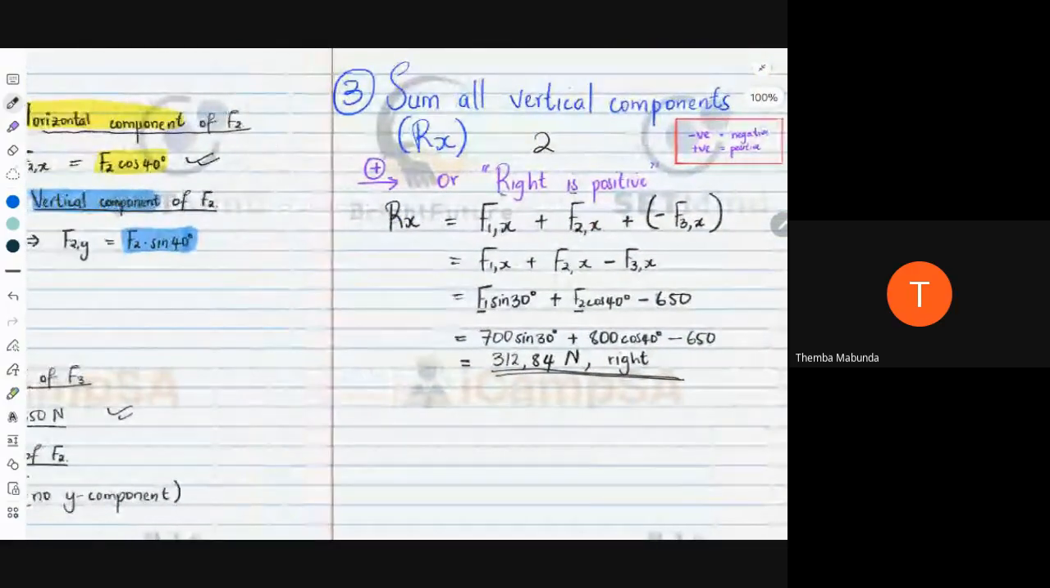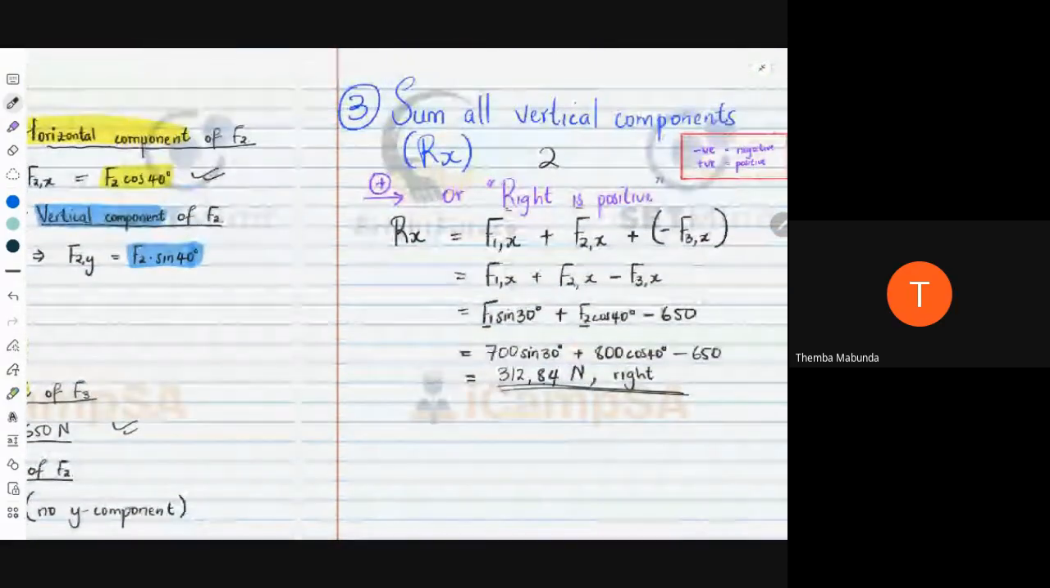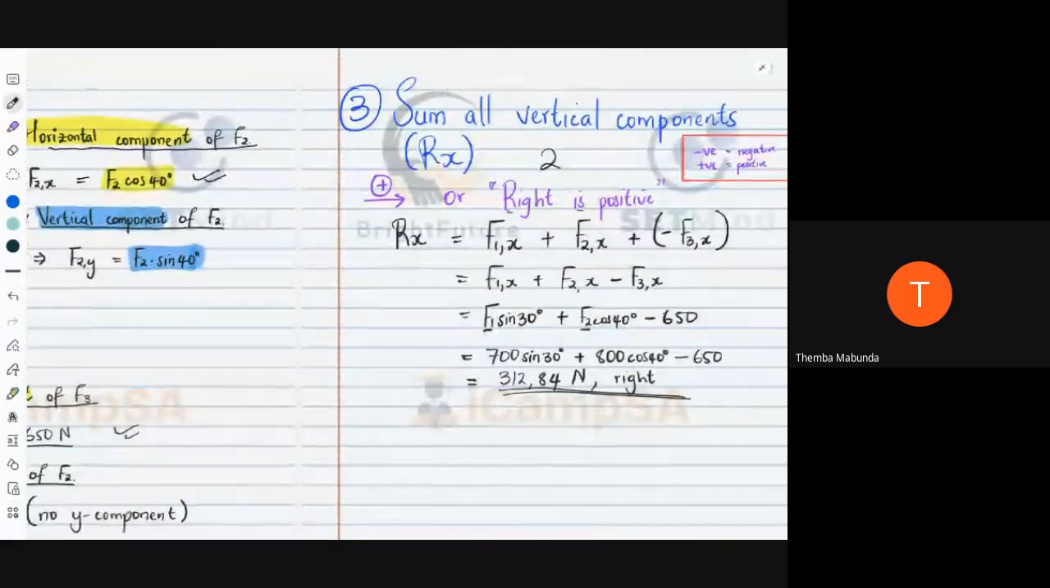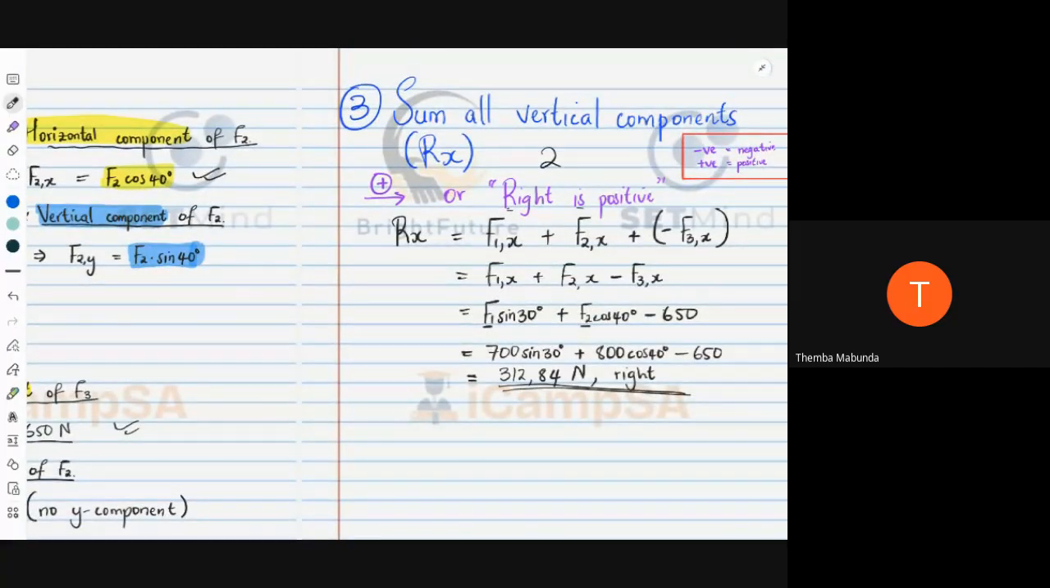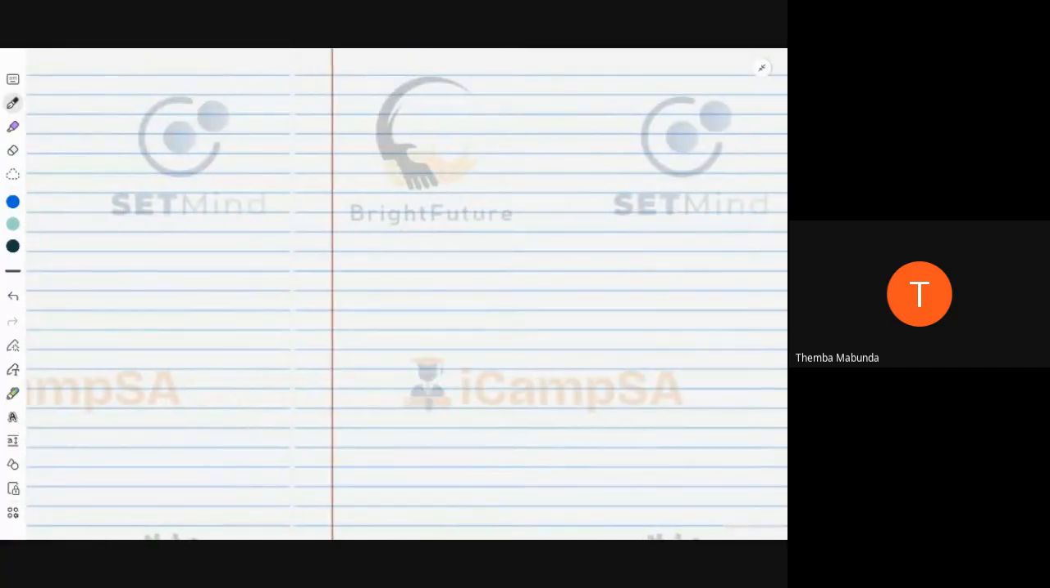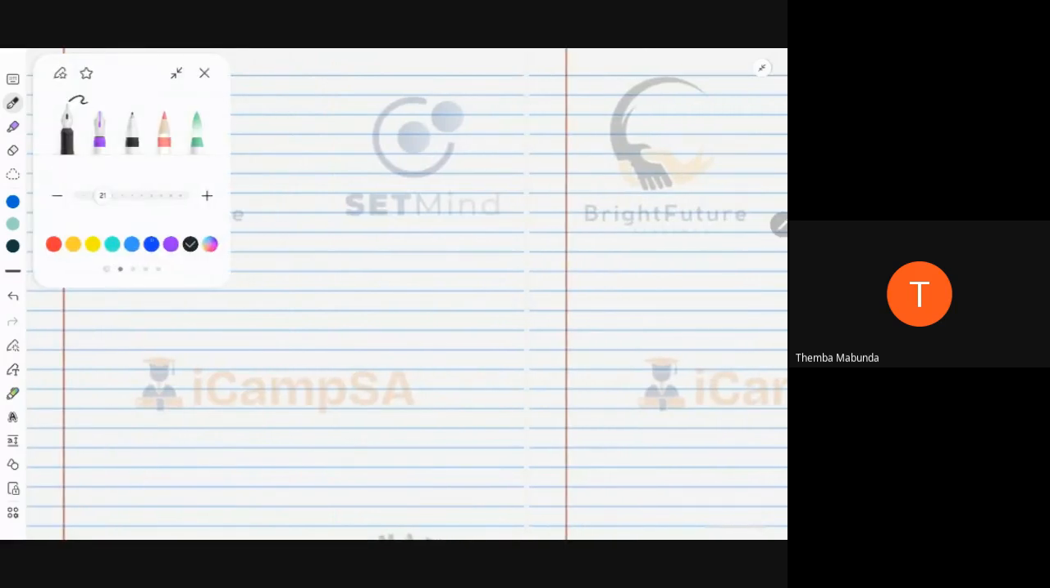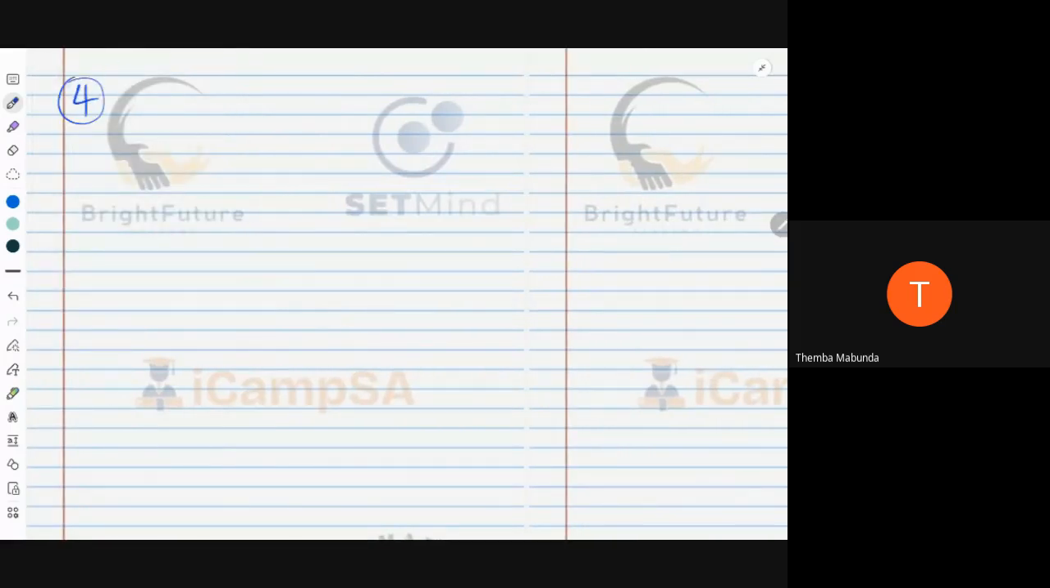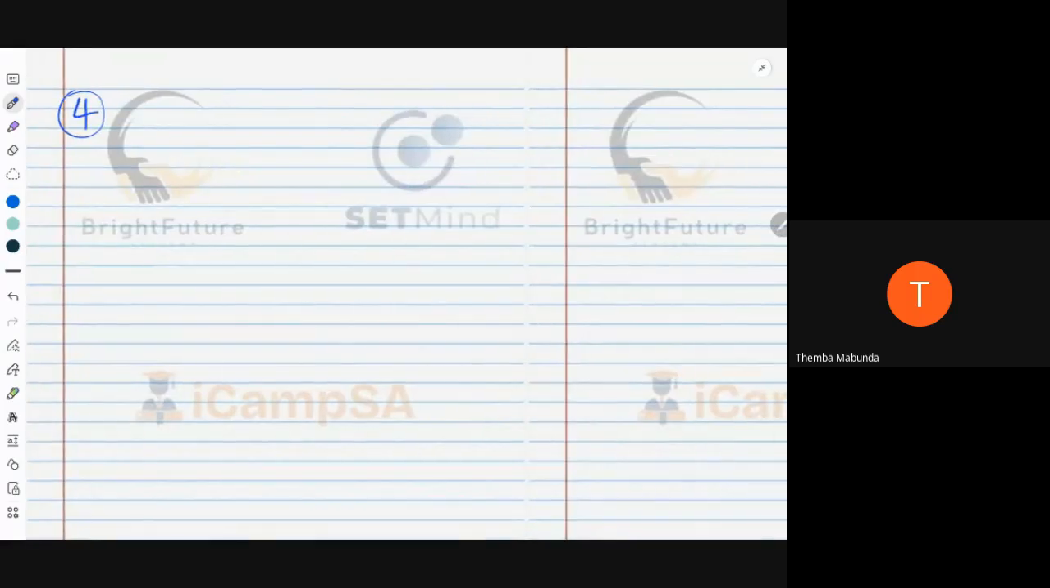Let's go and find our next step. Will it fit here? No, it doesn't matter. Let's use another page. That's our step 4. Actually, you can combine step 3 and 4. It's the same thing. Sum all vertical components now. And what we call these vertical components, we call them RY.